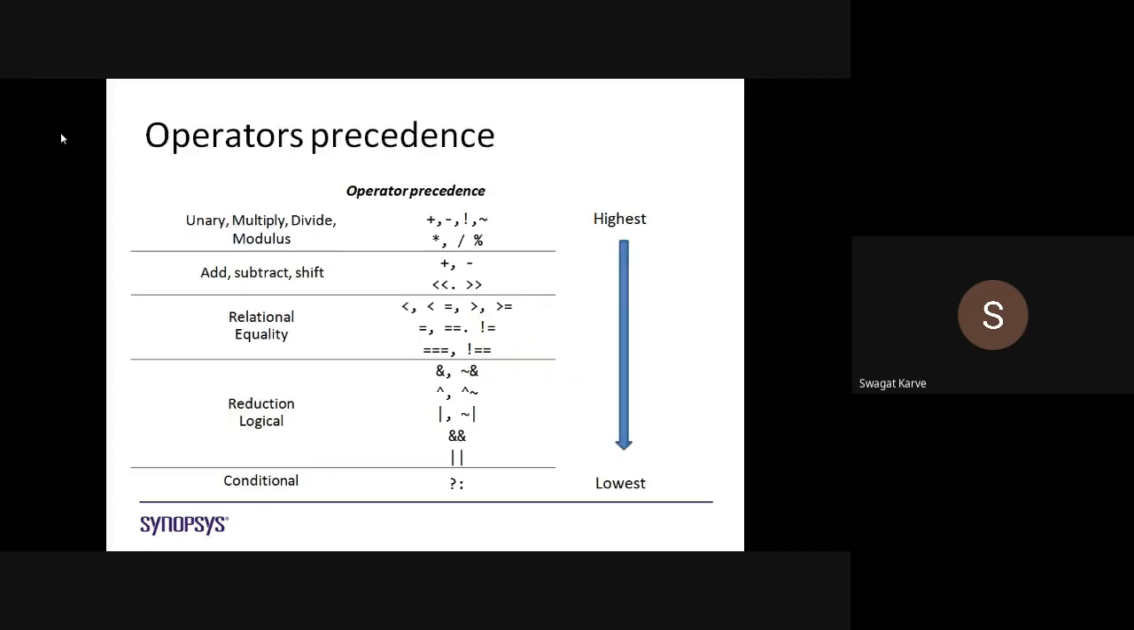Okay, again, as in VHDL, in Verilog also operators have some precedence, and it is also from top to bottom, that means from highest to lowest. As we discussed in VHDL, where we have 6 classes of operators, here we have only 5 classes of operators. First, the highest precedence operators are always unary, multiply, divide or modulus operators.